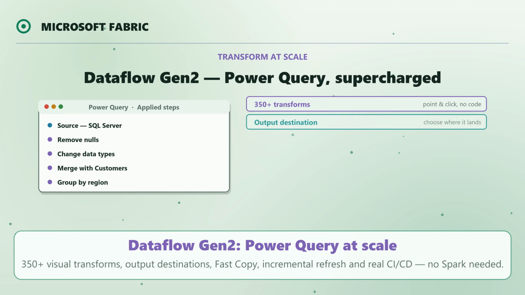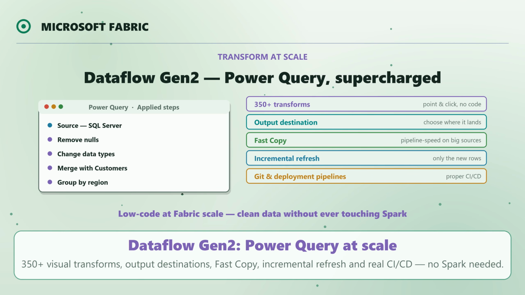Once your data is in, you usually need to transform it, and that's the job of Dataflow Gen2. Think of it as Power Query, the same visual editor you already know from Excel and Power BI, but supercharged to run at Fabric scale. Instead of writing transformation code, you point and click, and Dataflow Gen2 gives you over 350 built-in transforms. Remove nulls, change types, split columns, merge tables, group and aggregate, unpivot, and on and on.